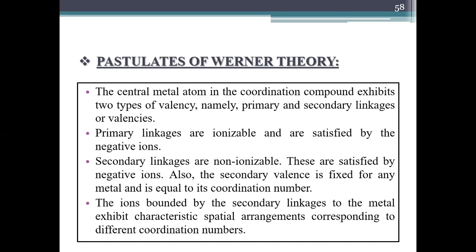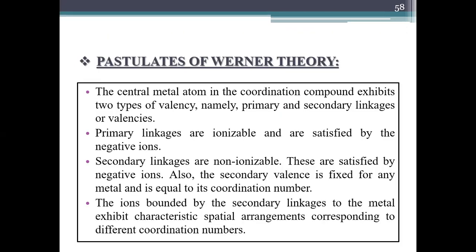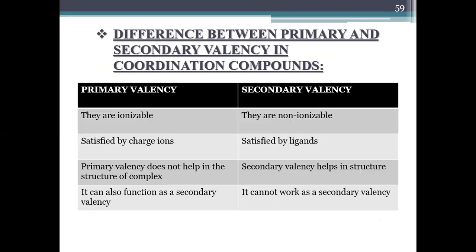Postulates of Werner theory. The central metal atom in the coordination compound exhibits 2 types of valency, namely primary and secondary linkages or valencies. Primary linkages are ionizable and are satisfied by the negative ions. Secondary linkages are non-ionizable. These are satisfied by the negative ions. Also, the secondary valency is fixed for any metal and is equal to its coordination number. The ions bound by the secondary linkages to the metal exhibit characteristic spatial arrangement corresponding to the different coordination numbers.